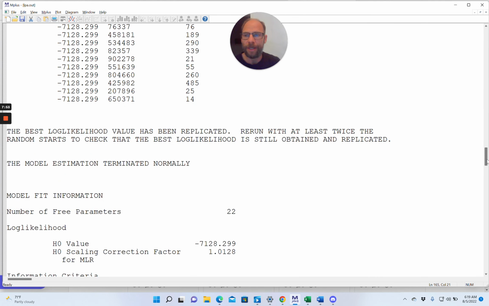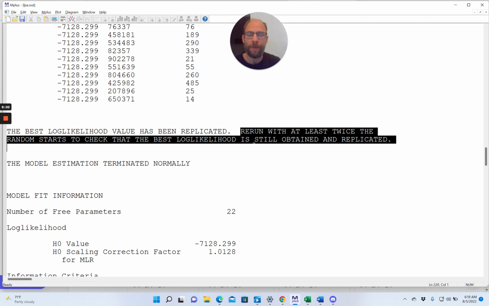And so this is also indicated by Mplus here, saying that the best log likelihood value has been replicated, and then Mplus will still recommend that you rerun with at least twice the random starts to check that the best log likelihood is still obtained and replicated. So if you're super concerned, then you could do that. You could go back and just increase the number of starts in the analysis option using the starts subcommand to see if you still get that same log likelihood value of -7,128. In this case, it looks fine, and it's not going to change anything here.